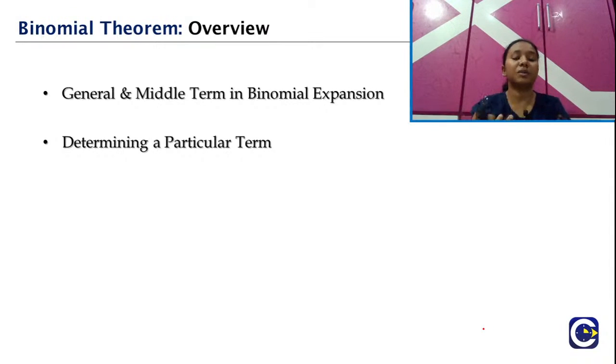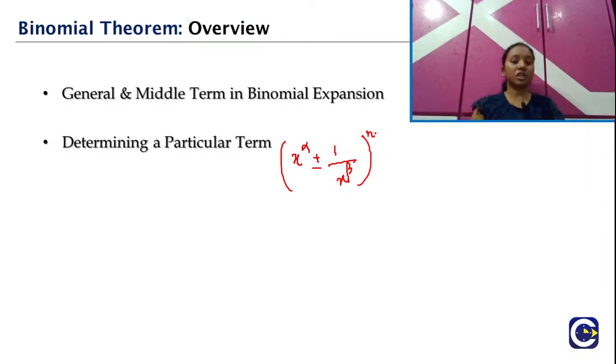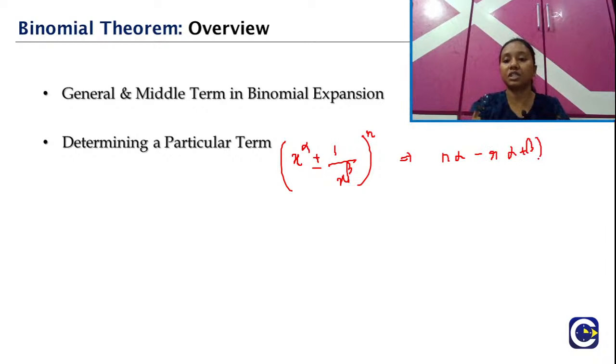So for a particular term, what will be the expansion? x^alpha plus, it can be plus or minus, 1 by x^beta, whole power n. Here we are not considering the coefficients, only the powers of x. This is given by n alpha minus r into alpha plus beta equal to m, where m is the power of x which we are trying to find out.